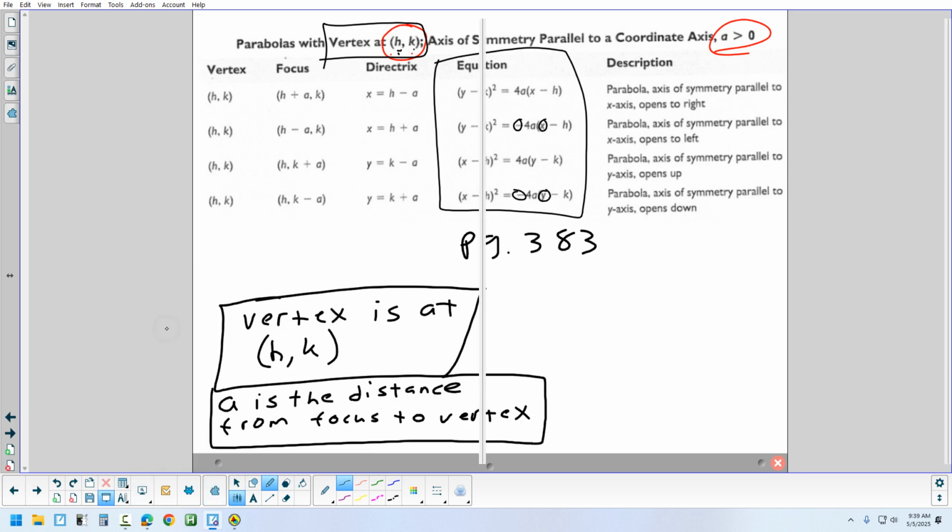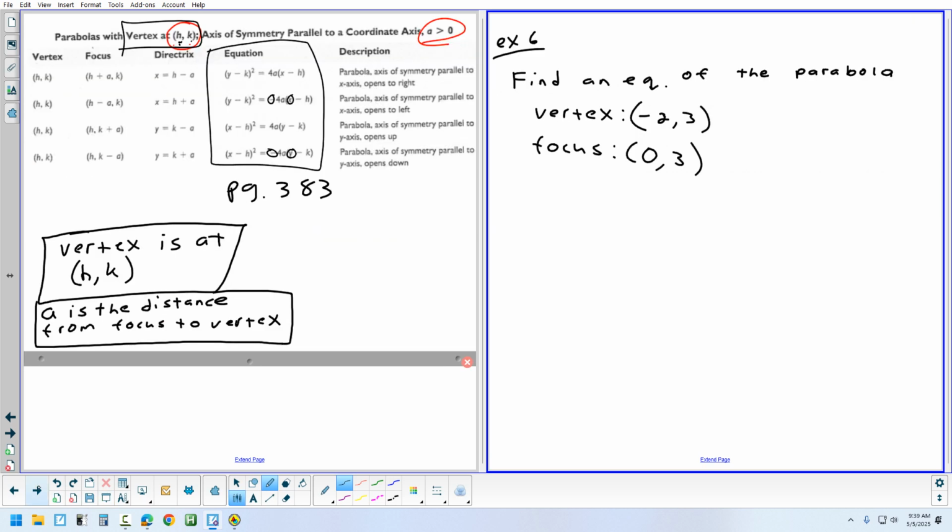All right, so let's look at this one. So find an equation of the parabola that meets those conditions. First thing I do off to the side, if you can figure those three things out, you're going to be good. All right, so let's start with the vertex. The vertex tells me a lot of important information.